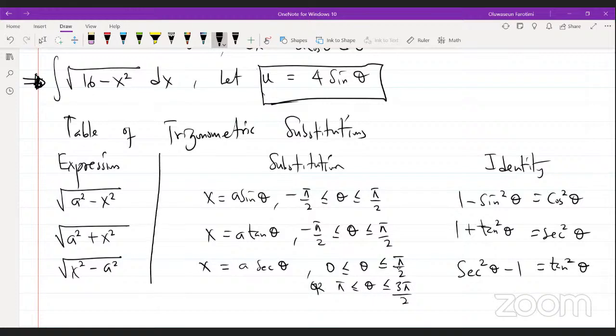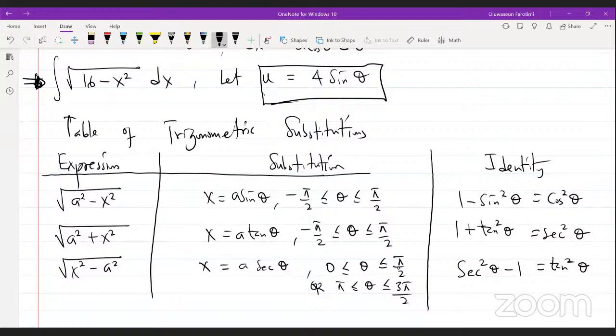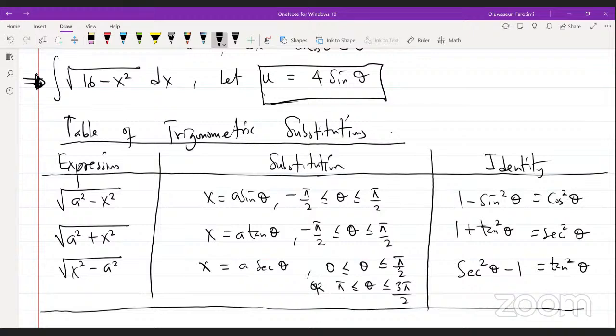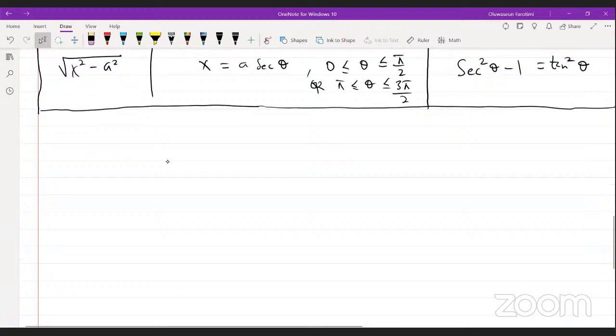This is a very important table, guys. It's really going to help and make life easy when you need trigonometric substitutions to evaluate integrals. All right. So I think we're set in motion and now ready to do some examples. The first example I'd like to talk about, guys.